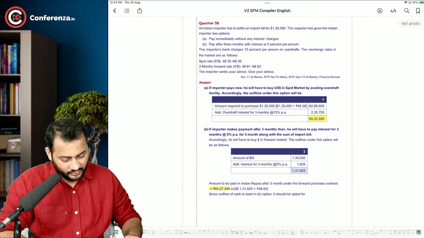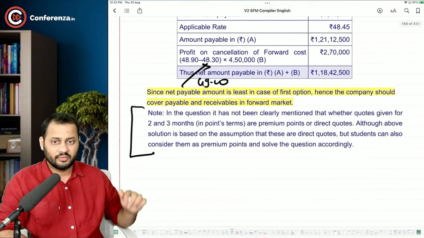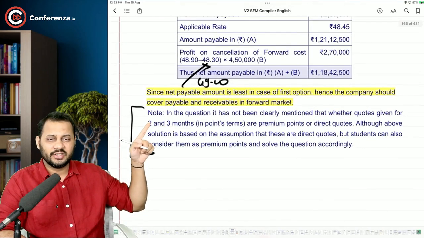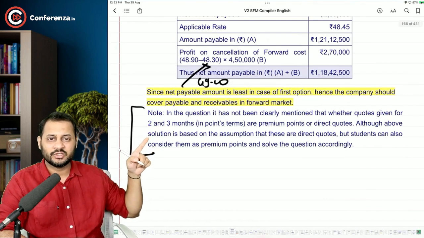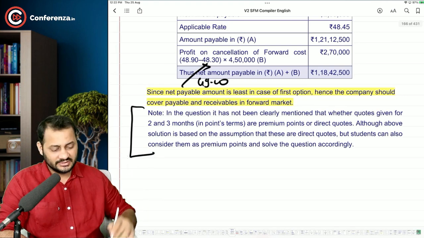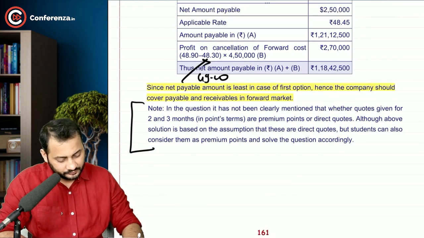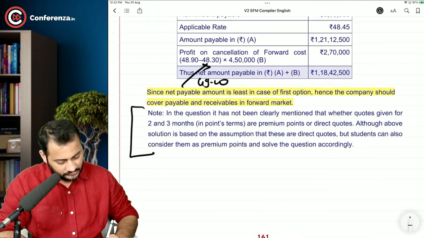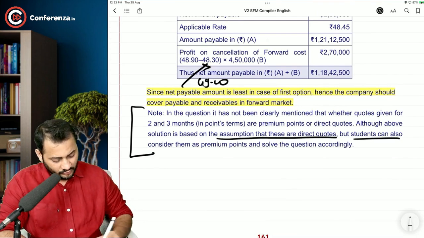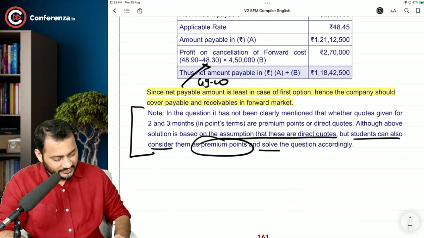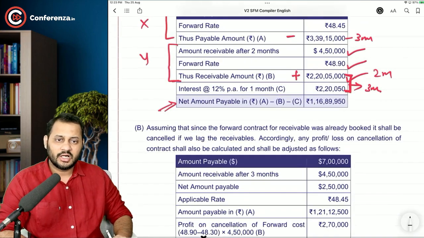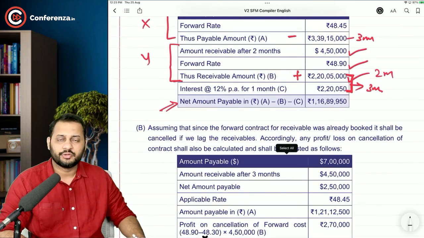But let me tell you one thing, the question is not very clear about it. In the question, it has not been clearly mentioned whether the quotes given for 2 and 3 months are premium points or a direct quote. Although the above solution is based on the assumption that these are direct quotes, students can also consider them as premium points and solve the question accordingly. So now the answer will change for sure.